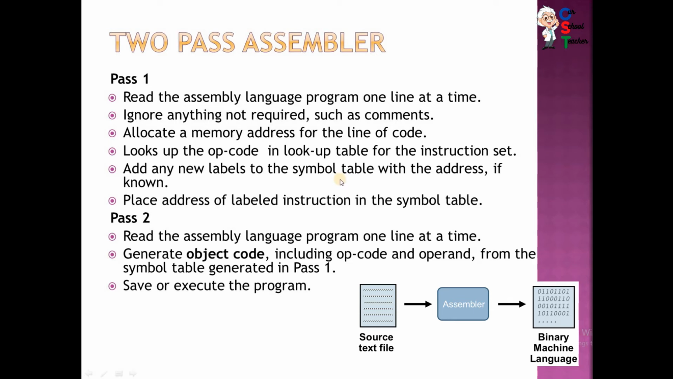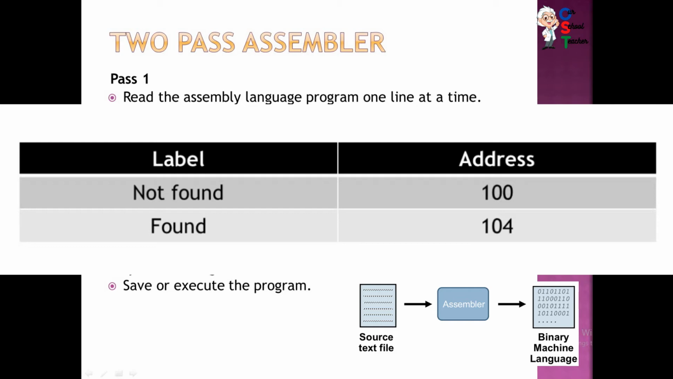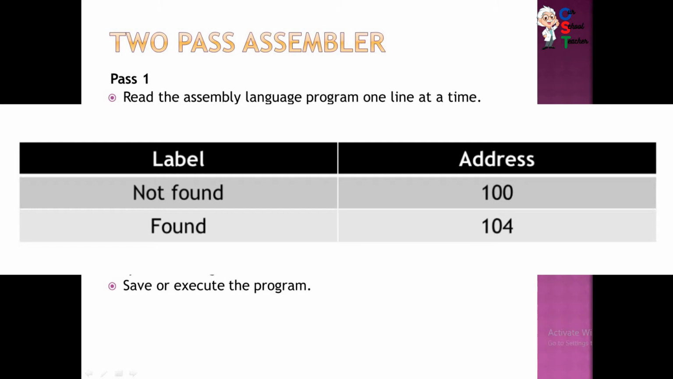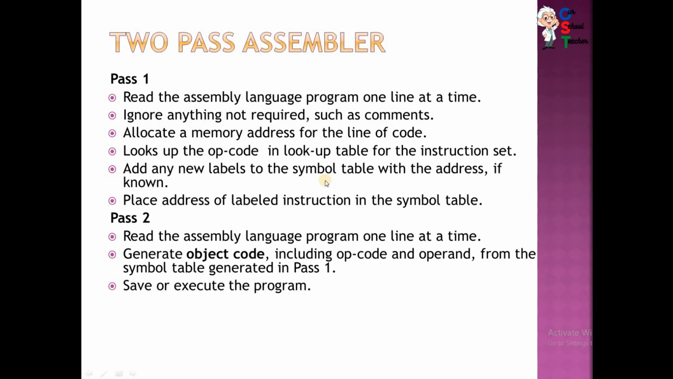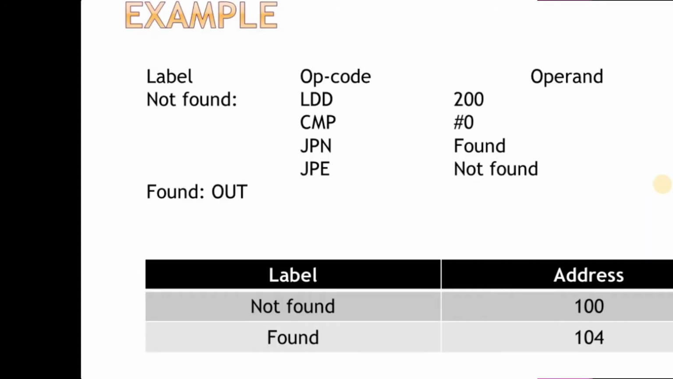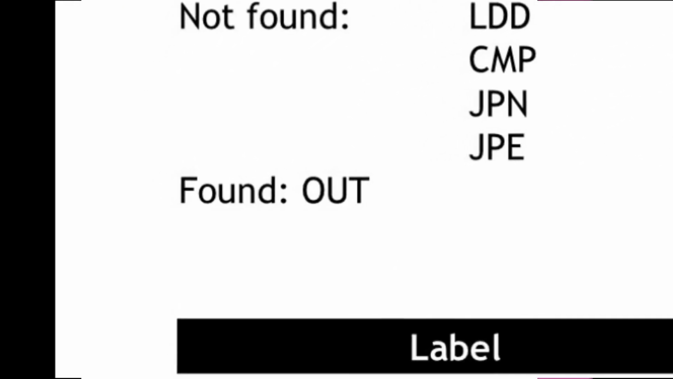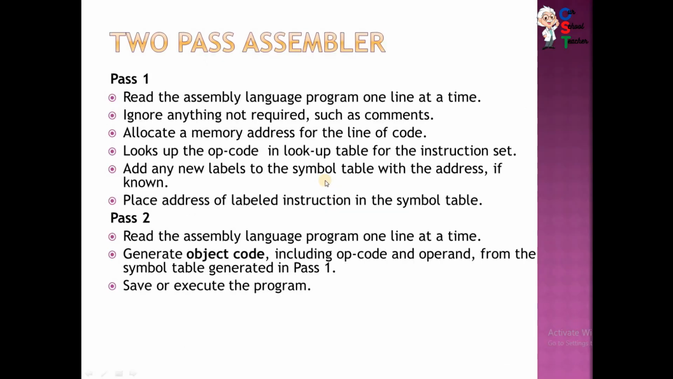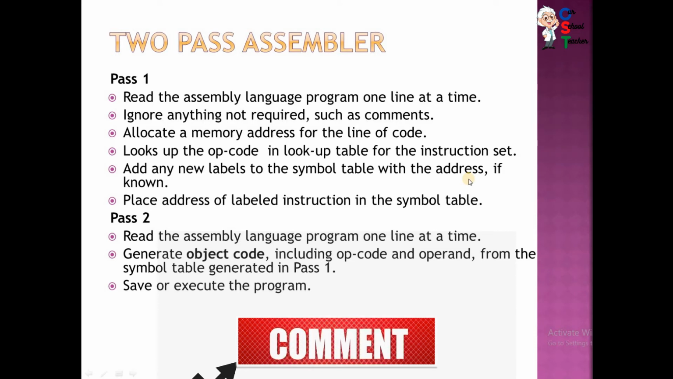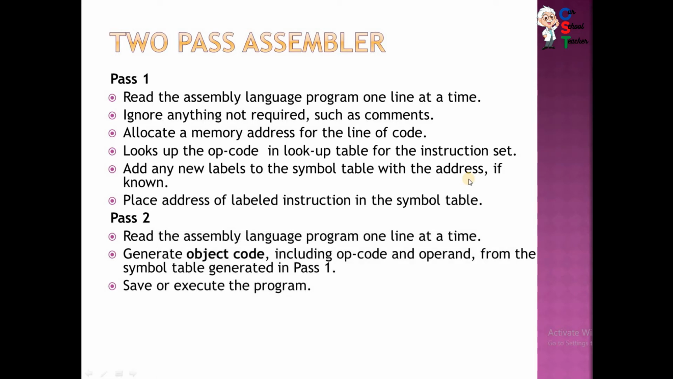What is a symbol table? A symbol table is simply a table, which we are going to see after this slide, in which all the symbols and all the labels are kept. What is a label? A label is just a replacement of the memory address where a value can be stored or where the control of the program can be transferred. So wherever the label is found, that is kept in the symbol table. Then it places the address of the label instruction in the symbol table. So wherever the label is found, that address is also written in the symbol table. We are going to see it.